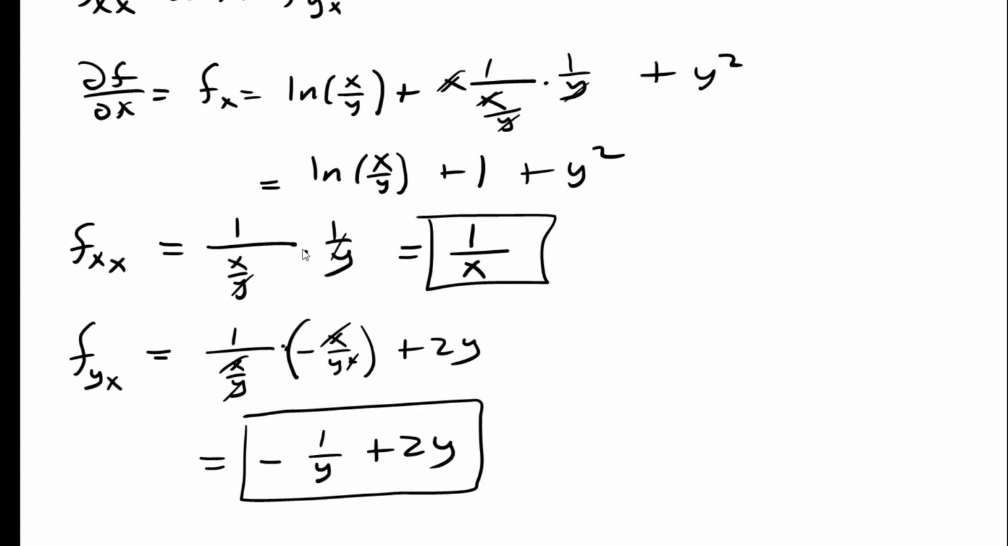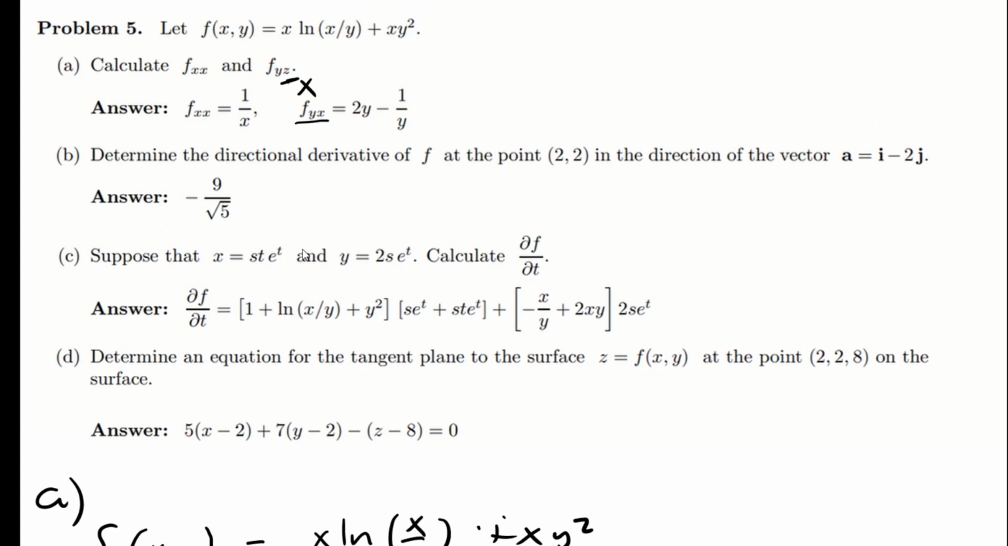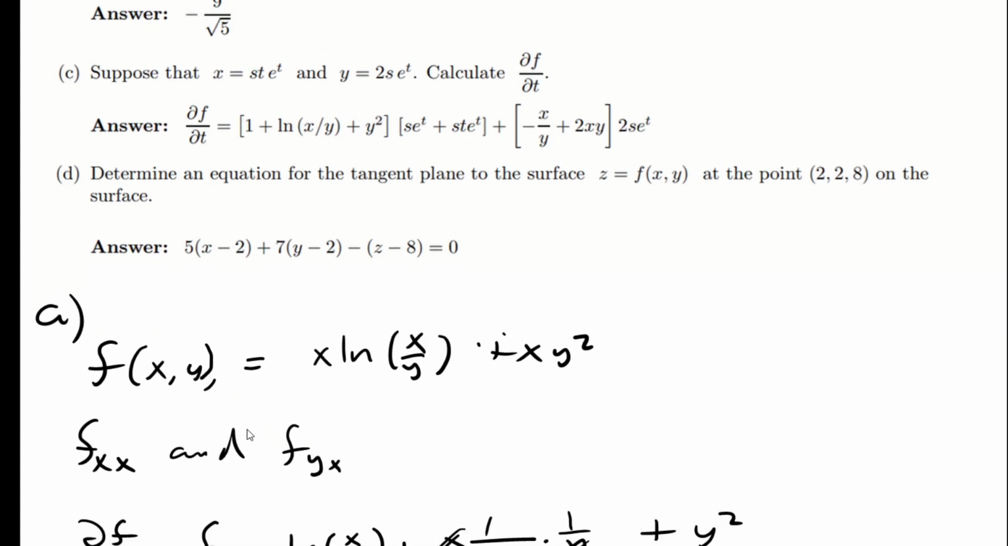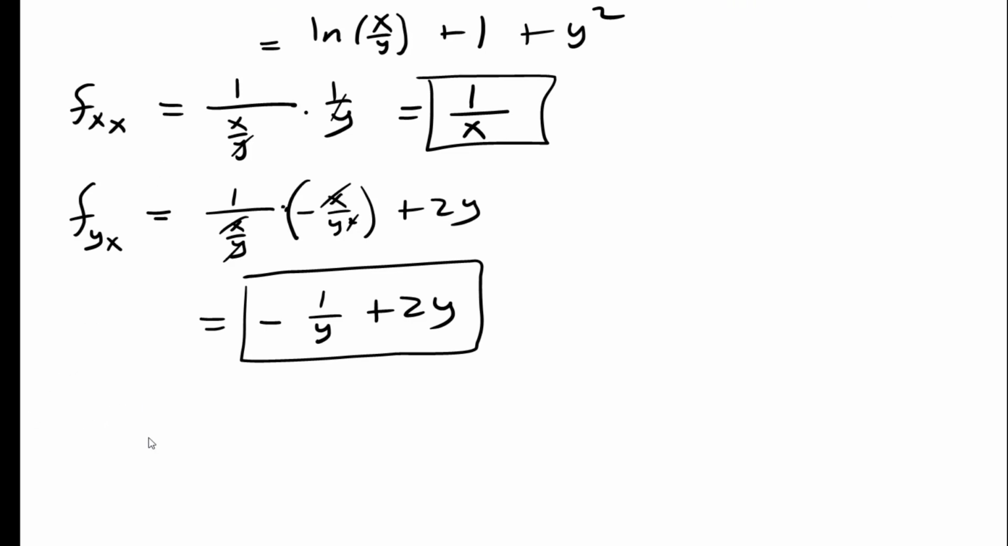Okay, next part is determine the directional derivative of f at the point (2, 2) in the direction of the vector (1, -2). Okay, so for the directional derivative, let's append a page. Let's append a lot of pages.